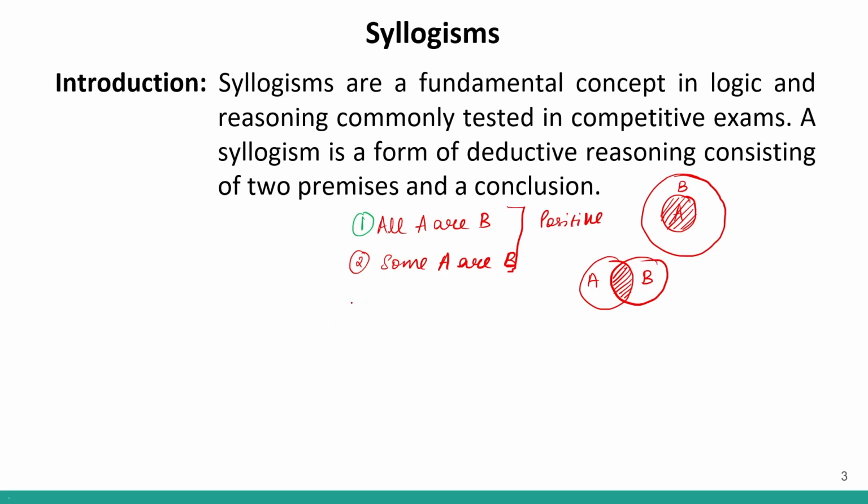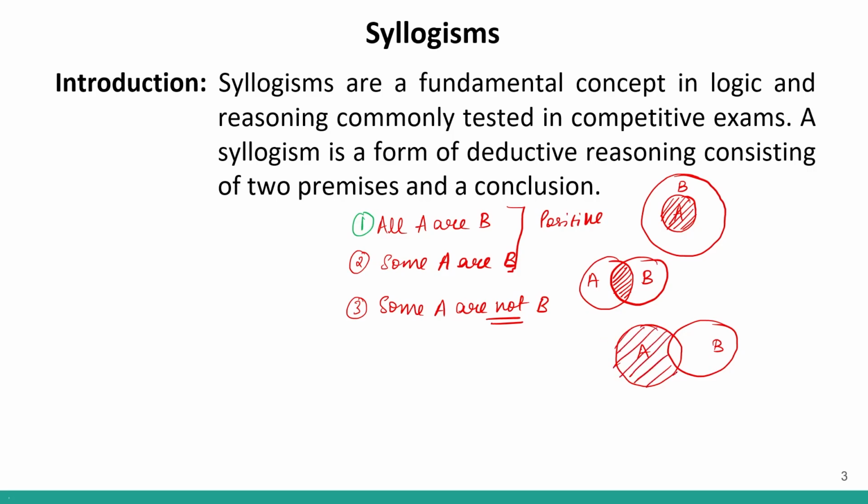Then we have two negative statements. If I say some A are not B, that means I will have the same diagram, A and B. But when I say some A are not B, the focus is on the word not. That means we are highlighting this data.